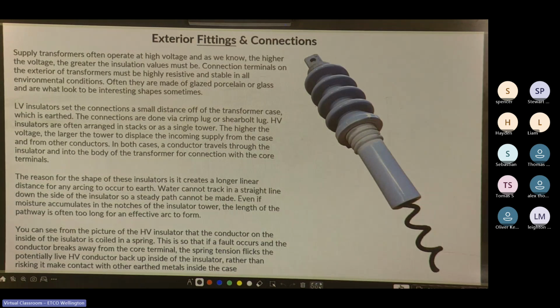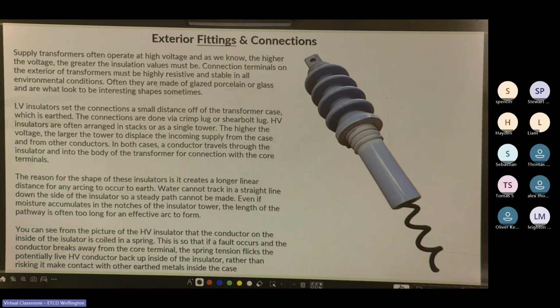Cool. So then you've got the exterior fittings and connections. Supply transformers often operate at high voltage, and as we know, the higher the voltage, the greater the insulation values must be. Connection terminals on the exterior of transformers must be highly resistive and stable in all environmental conditions. Often they are made of glazed porcelain or glass and are what look to be interesting shapes sometimes.